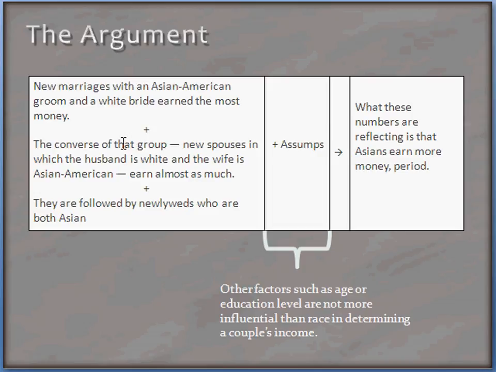In our logical reasoning question, recall that we identified one of the key assumptions of this argument. That is, that other factors such as age or education level are not more influential than race in determining a couple's income. Rampell is relying on the idea that this was mainly race-driven. She doesn't consider any other variables.